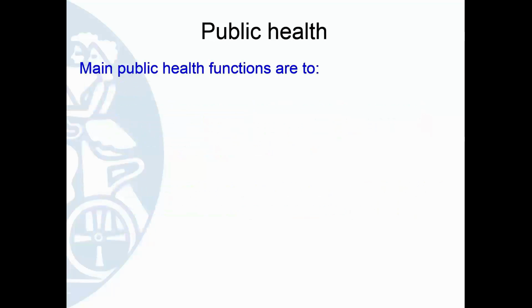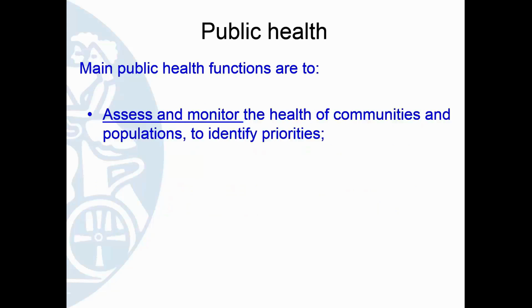So the main functions of public health are threefold: to assess and monitor the health of communities and populations, and to identify priorities, so who in the population is most likely to become sick, or who in the population is already sick, why are they sick, what health conditions do they have, and who needs to be prioritised for services or for other interventions.